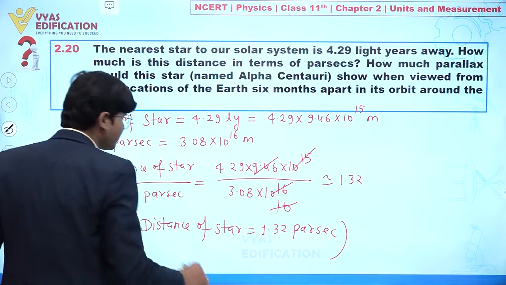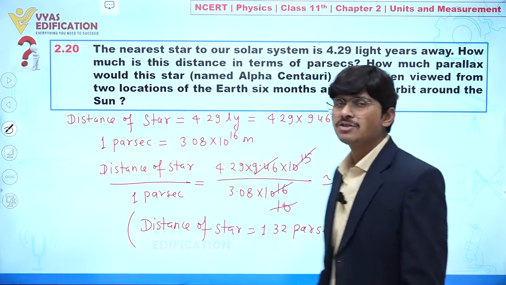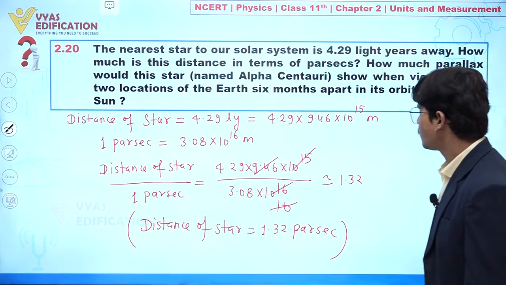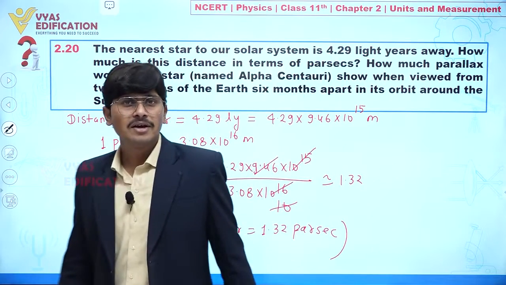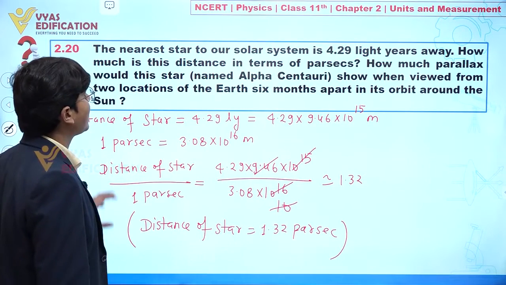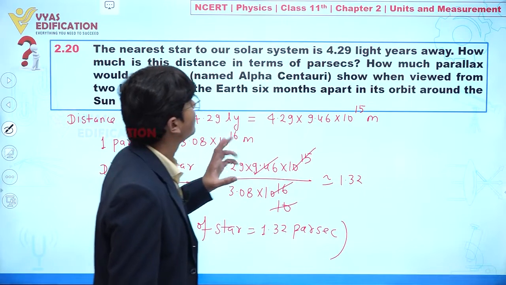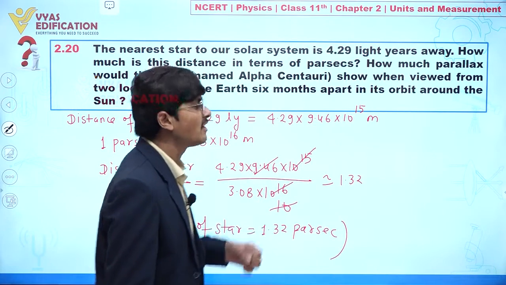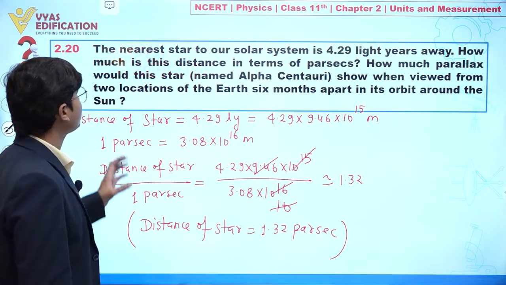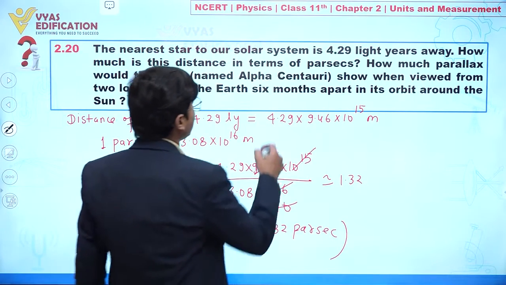So like this we can write the distance of the star in terms of parsec, and this is equal to 1.32 parsec. Now the next part is: how much parallax would this star, known as Alpha Centauri, show when viewed from two locations of Earth 6 months apart?